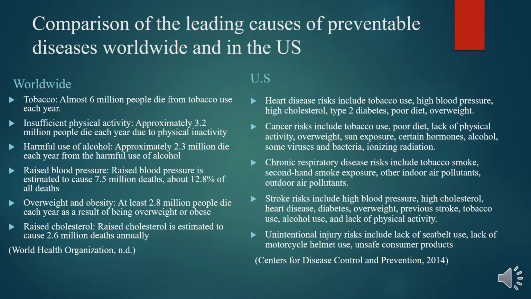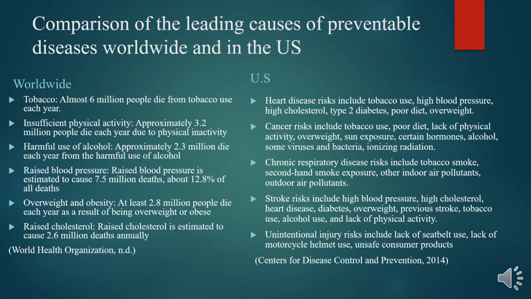The next preventable disease we have is cancer. Some of the factors which cause it are tobacco use, poor diet, lack of physical activity, overweight, sun exposure, certain hormones, alcohol, some viruses and bacteria, and ionizing radiation. Then the next one is chronic respiratory disease, which is caused by tobacco smoke, second-hand smoke exposure, other indoor air pollutants, and outdoor air pollutants.